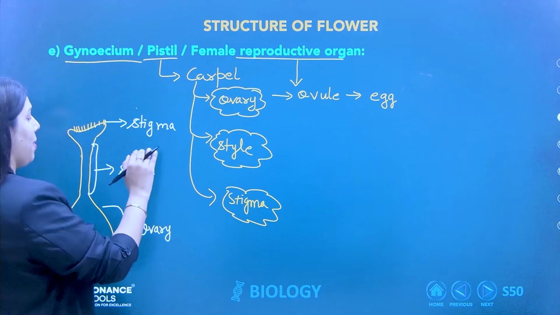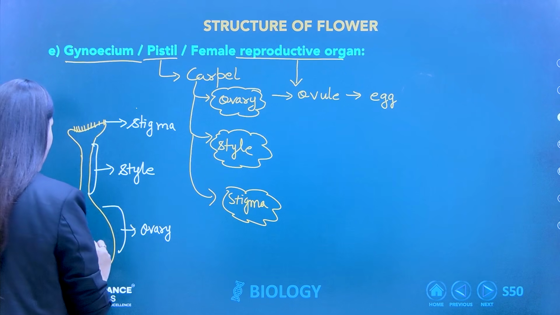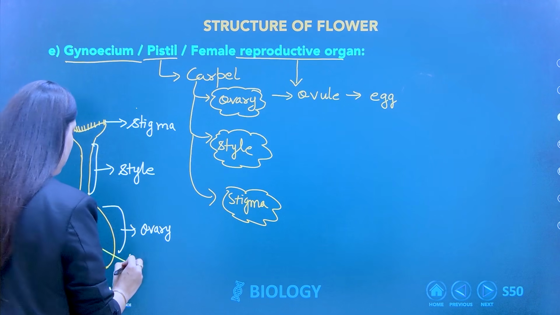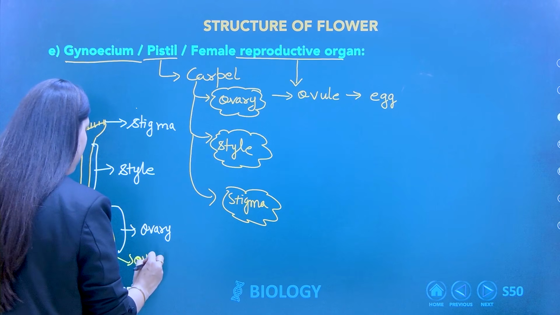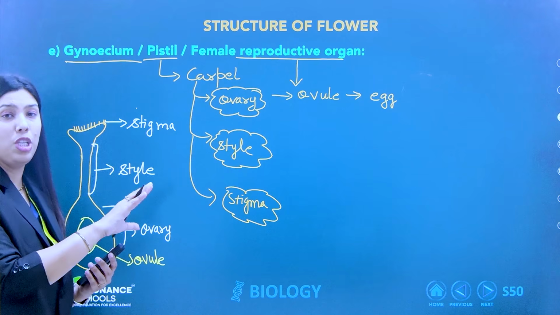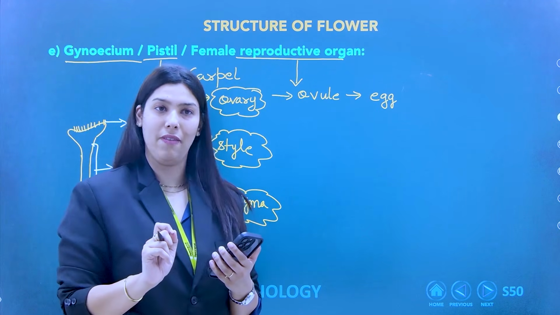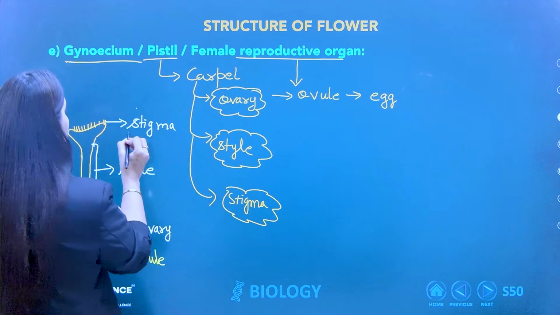Okay, so this is stigma, style and ovaries, correct? Now in the ovary, we have what? We have the embryo sac or the ovule. One by one, we will continue with each part, like what is the significance and what are the characteristics of each part. That I will tell you. Okay, so the first part was stigma.